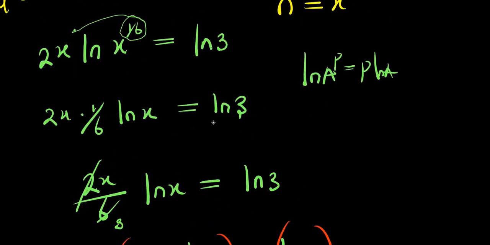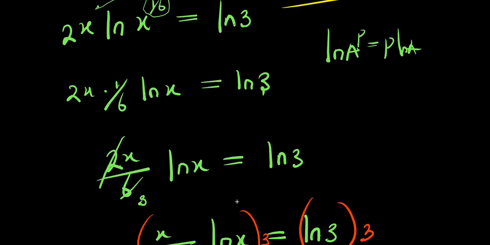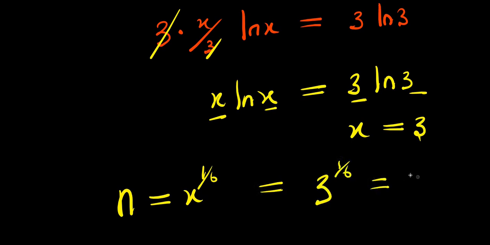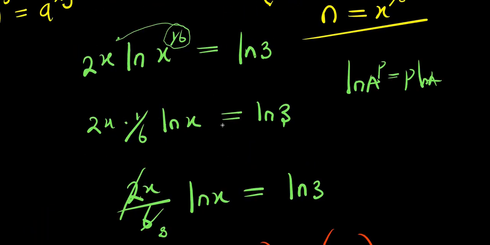If that is the case, we come over here. Let's solve for n. If x equals 3, that means our n, which is x power 1 over 6, simply means what? 3 power 1 over 6, which is what? The 6th root of 3. Remember, if you have a power 1 over n equals the n root of a, right? So that means this is it. We have solved for n using this particular method.